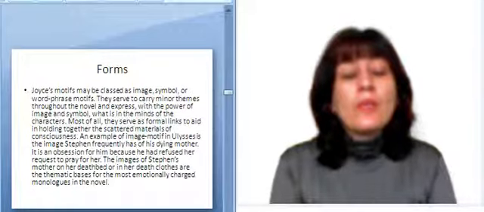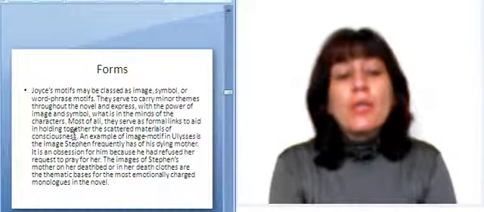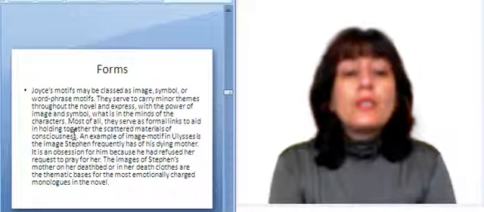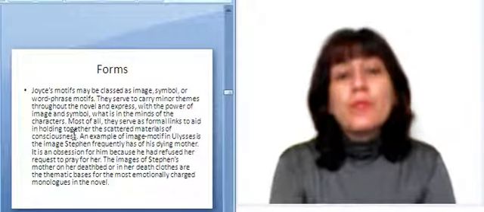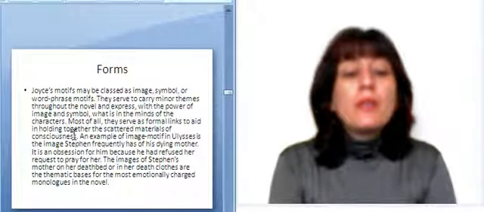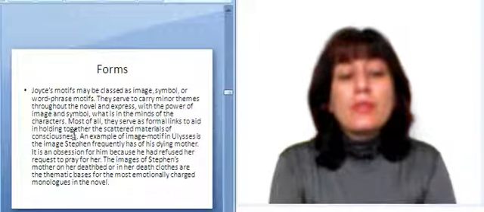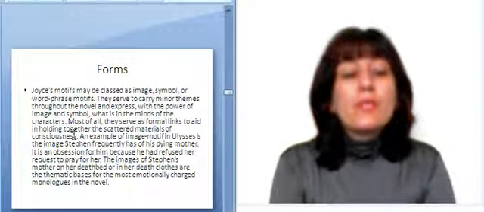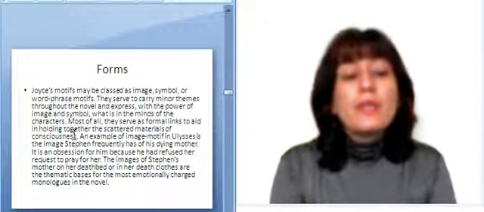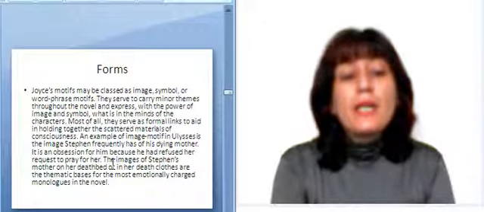Joyce's motifs may be classed as image, symbol, or word phrase motifs. They serve to carry minor themes throughout the novel and express with the power of image and symbol what is in the minds of the characters. Most of all, they serve as formal links to aid in holding together the scattered materials of consciousness.